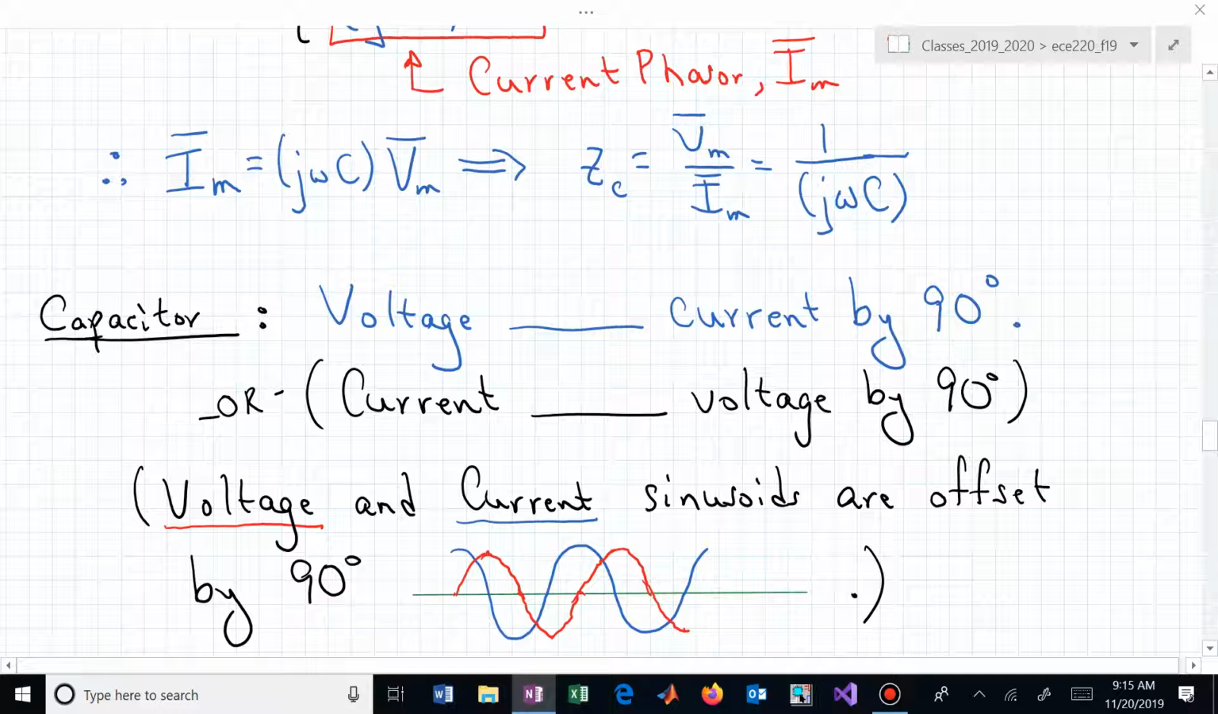Now in terms of, and I've already given you the answer, haven't I? If you can relate the waveforms, the sinusoids, to this question. I've indicated that the voltage is red and the current is blue in this case, and that means that the voltage for a capacitor does what relative to the current? The voltage lags the current by 90 degrees.